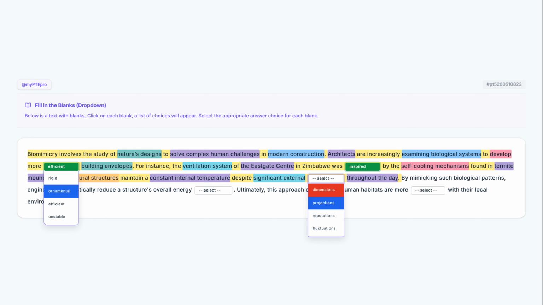Projections. Using projections usually refers to future estimates or physical parts sticking out. Neither meaning fits the context of maintaining a constant internal temperature against the significant external heat or cold of the daily cycle.